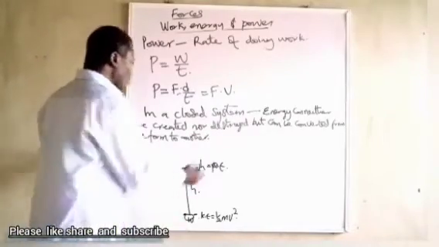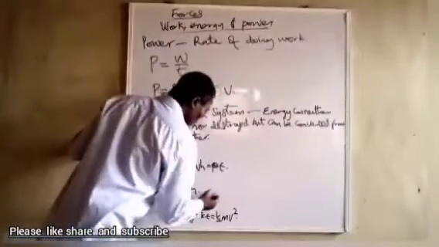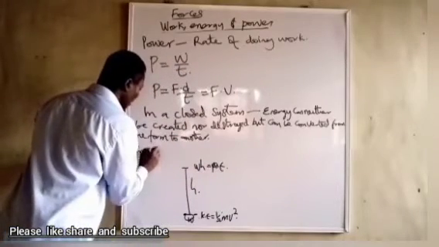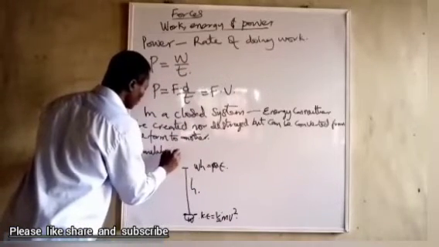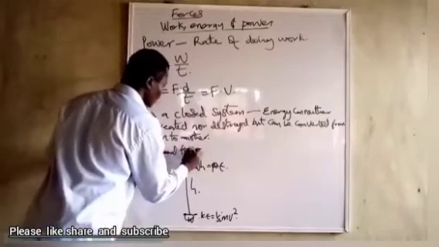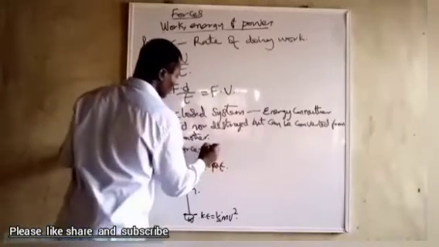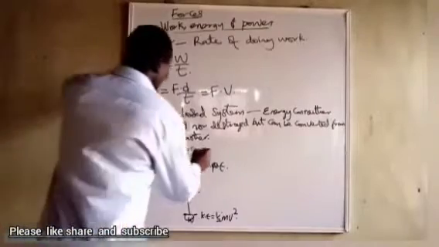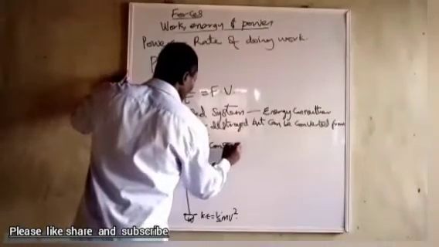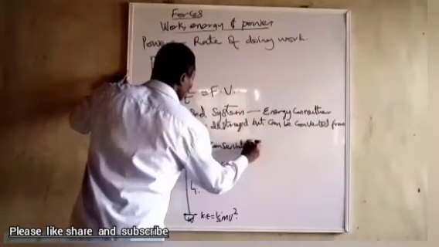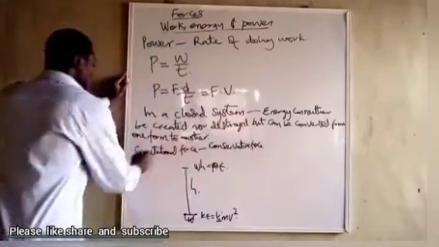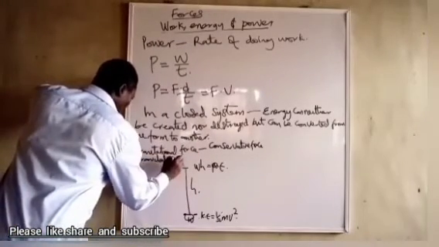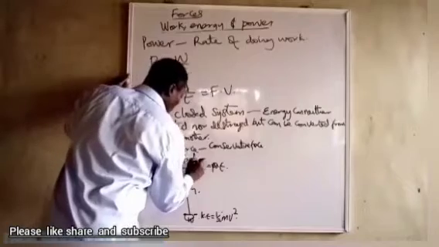We call this gravitational force because that is what created the W. We call it a conservative force, and the gravitational field a conservative field.